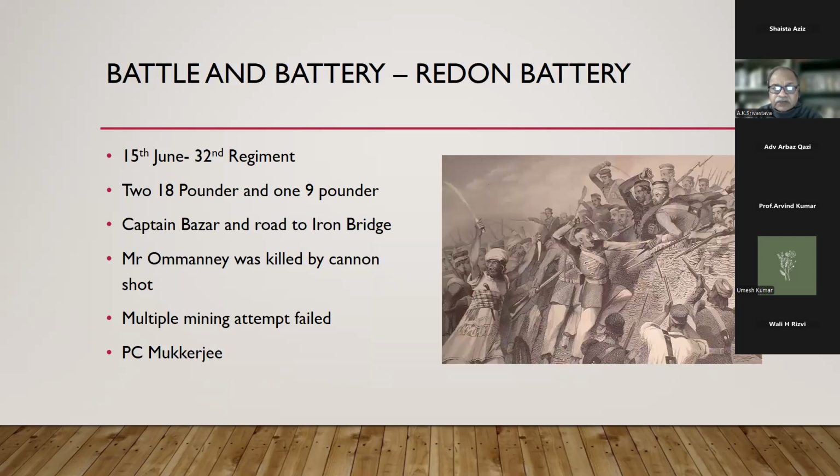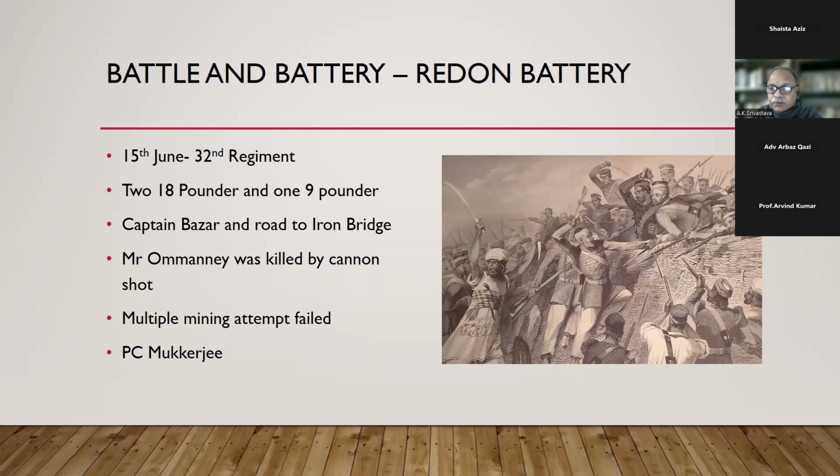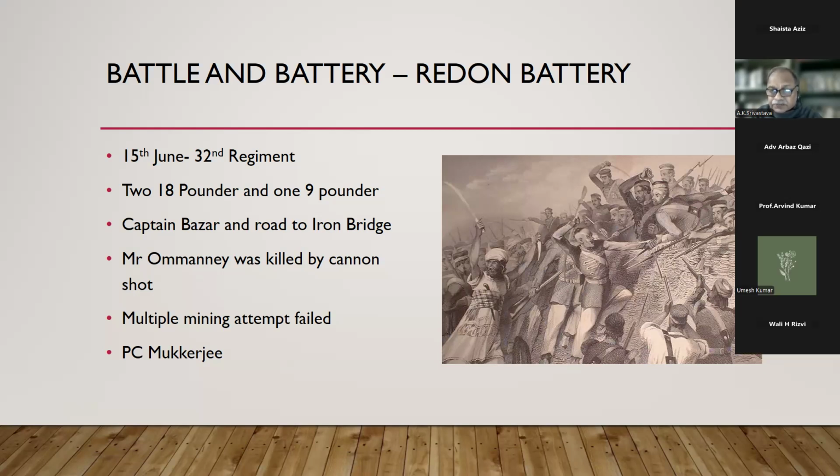Because we are running short of time, I will just give you some examples, like Redan Battery. The map I had shown, there you can see on the upper part where the Captain Bazar was, very close to it was located Redan Battery. That picture is of Redan Battery's fight, and P.C. Mukherjee's famous book Pictorial Lucknow gives a very detailed description of the fight of Redan Battery. It was protected by two 18-pounders and one 9-pounder. It was covering not only the Captain Bazar. Captain Bazar was located slightly towards Chowk from Farhad Baksh.